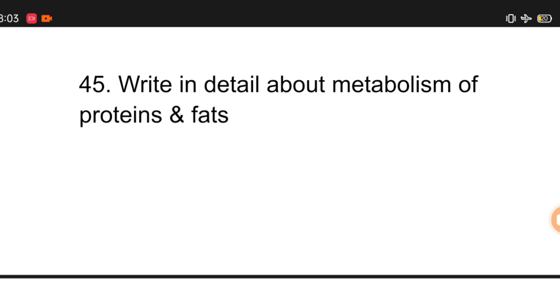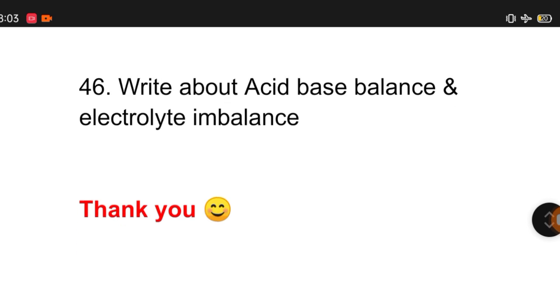can't read all this. If you write one point at a time, or in flow chart format, on one page protein, on another page fat, or draw 2-3 diagrams, you will get marks. Next question: write about acid base balance and electrolyte imbalance. Acid base balance, most of the time they ask for 5 marks, but maybe by your luck they will ask for 10 marks also. So here as much as possible you have to mention examples of acid base balance and electrolyte imbalance. This you have to mention and write the answer.